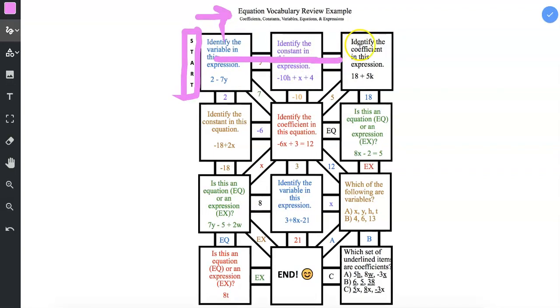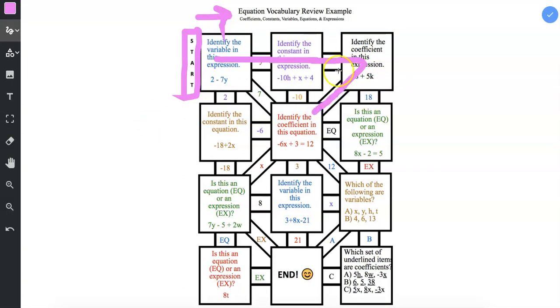Now it says identify the coefficient in this expression. A coefficient, co means with. Coefficient is with the variable. It's the number in front of the variable, so the 5. It's the number being multiplied by the variable. That's 5 times k is what that means. So the 5 is the coefficient, so I need to take this path.